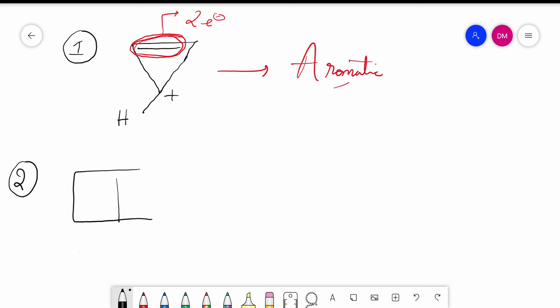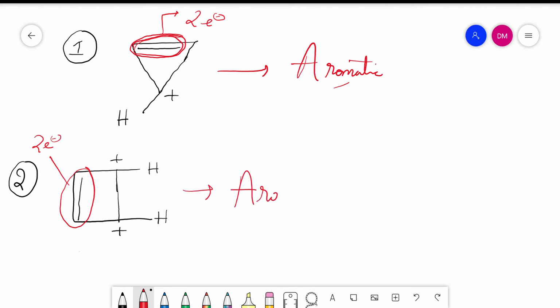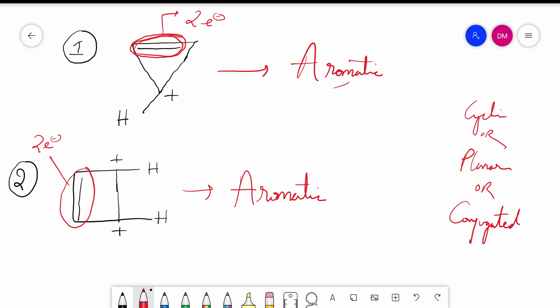Here, the plus sign, hydrogen, hydrogen, and here a single pi bond. Here also a single pi bond is present, which means two electrons. Two electrons, which means it is aromatic. Understood? And you can also check side by side whether they are cyclic or planar or conjugated. You can check this side by side. Let's move to the third question.